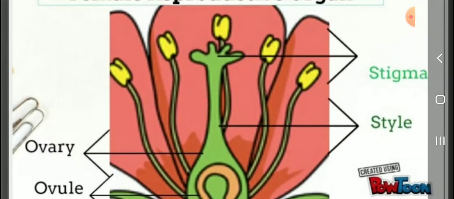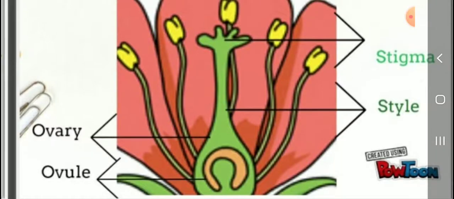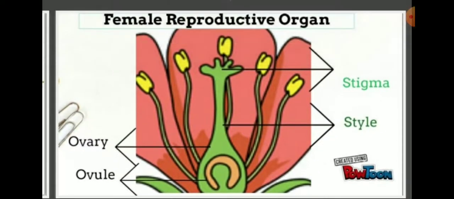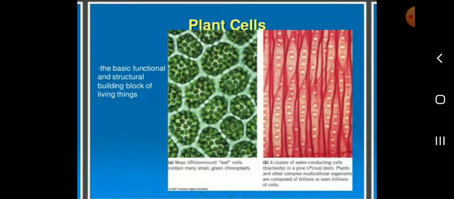Then female reproductive organ. Listen, stigma and style. Stigma and style are also female reproductive organs. Don't forget, students. Male reproductive organ, female reproductive organ. Female reproductive organ: stigma and style. Then ovary, ovule. Female reproductive organ.